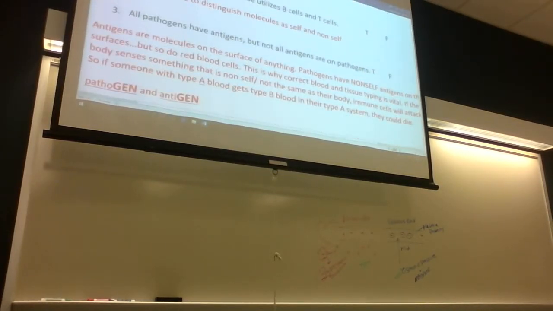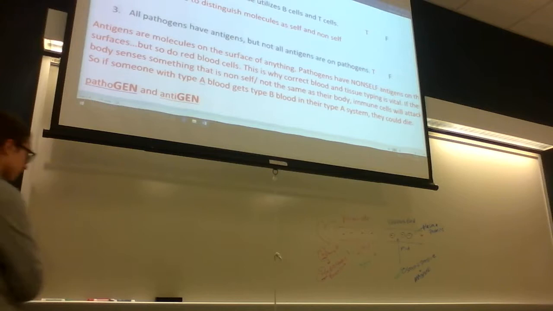So we're going to go through. The adaptive specific defense utilizes B cells and T cells. This is true. This is because T cells and B cells are able to distinguish molecules as self and non-self. Next statement is also true. All pathogens have antigens, but not all antigens are pathogens.